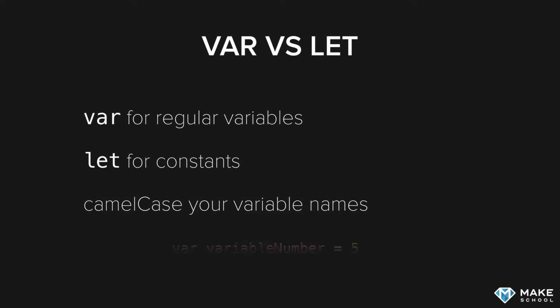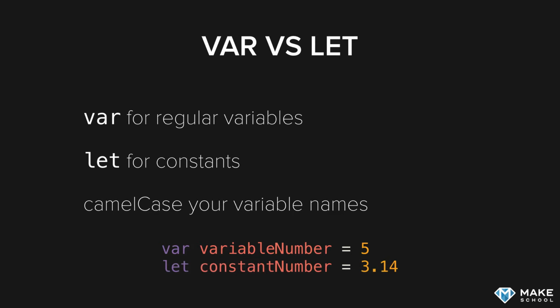So if we say var variableNumber = 5, then we can change that variable later on. But if we say let constantNumber = 3.14, then if we try to change constantNumber later on in our code, we will get a compiler error and not be able to do it.